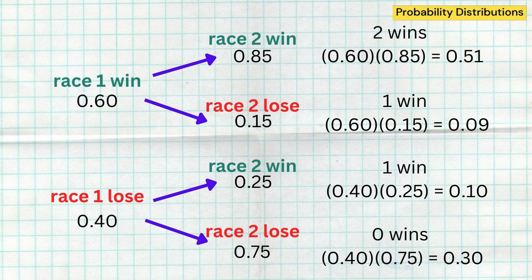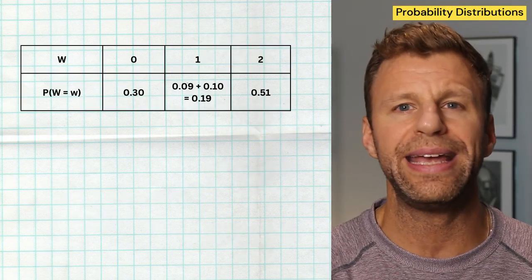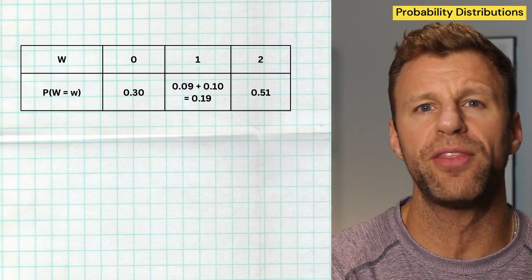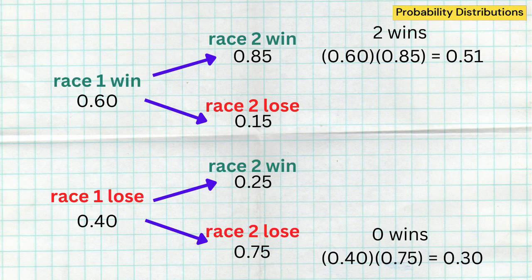So then we could put all this into a table. So again, we have across the top the outcomes for W, how many wins Pepper gets, 0, 1, or 2. And then we could include the probabilities. So to find the probability of 2 wins, she's got to win the first, win the second, 0.6 times 0.85. To get 0 wins, she's got to lose both. That'd be 0.4 times 0.75.